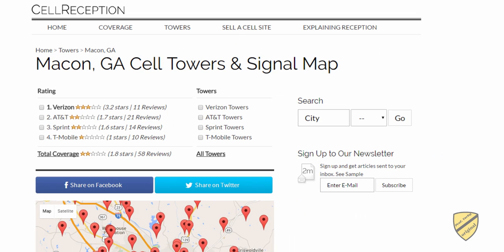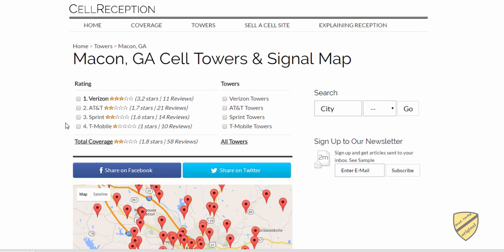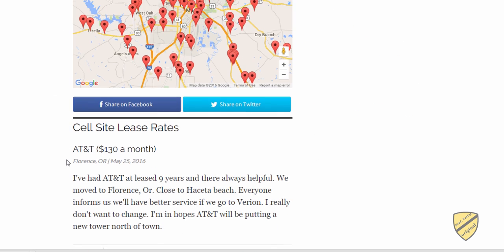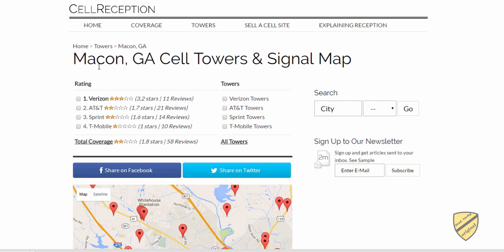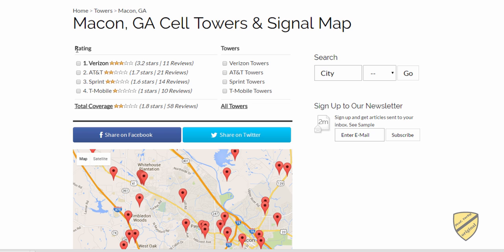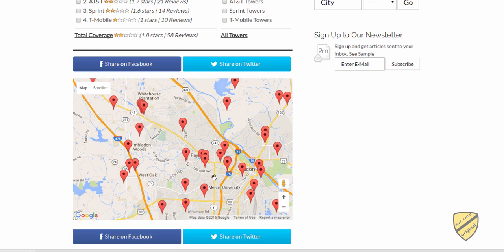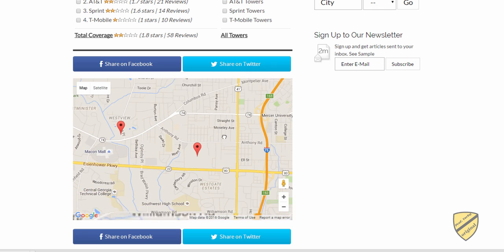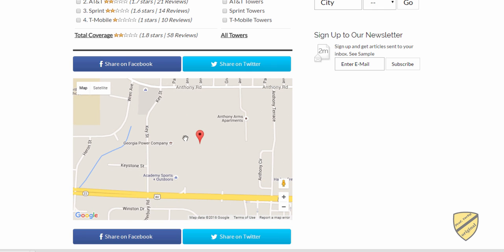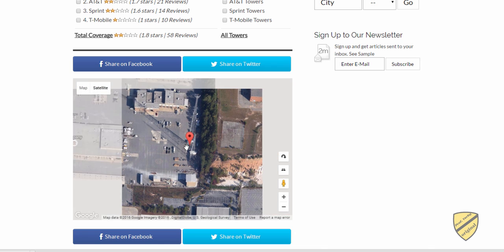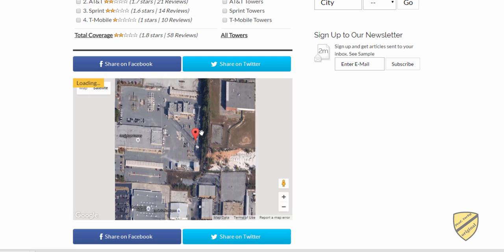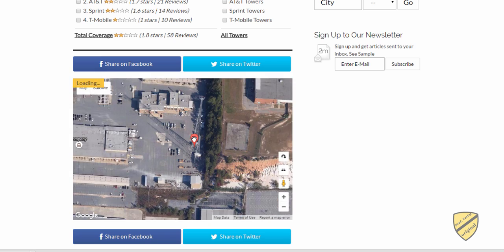Okay, so here is one of the sites. This isn't the one I'm looking for. I'm trying to find the one I want to find. If I find it later, I'll share it with you. But I said, show me the cell towers in Macon and the signal map, and then it'll tell me who owns them, what the rating is, where they're located. So one that I know I've seen, let's see if it's here or not. So here's one right here, and that's close to downtown Macon.